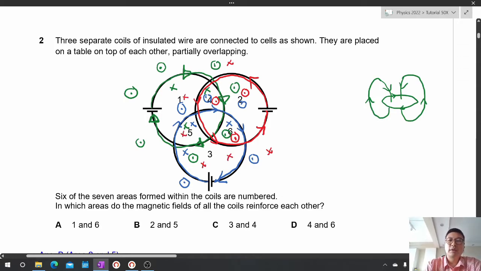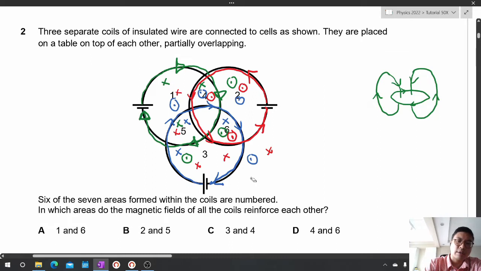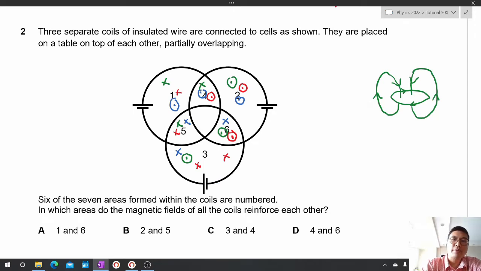Alright, now we're going to erase all the unnecessary crosses and dots, and we'll also erase the wire currents, the current directions, so that we can see the magnetic field more clearly. Now, take a look at region 1.